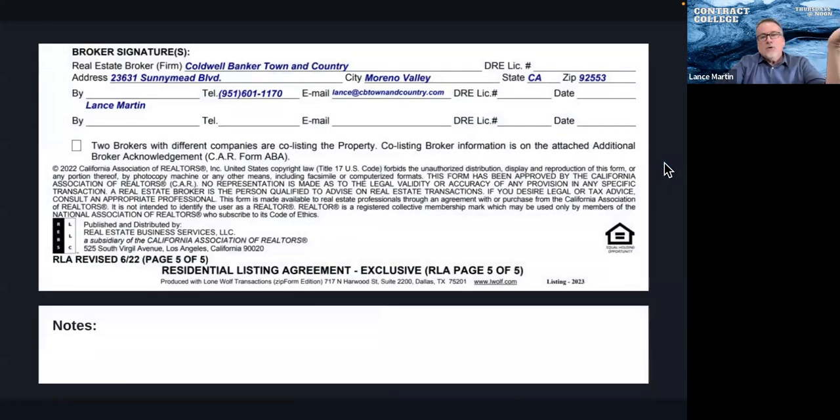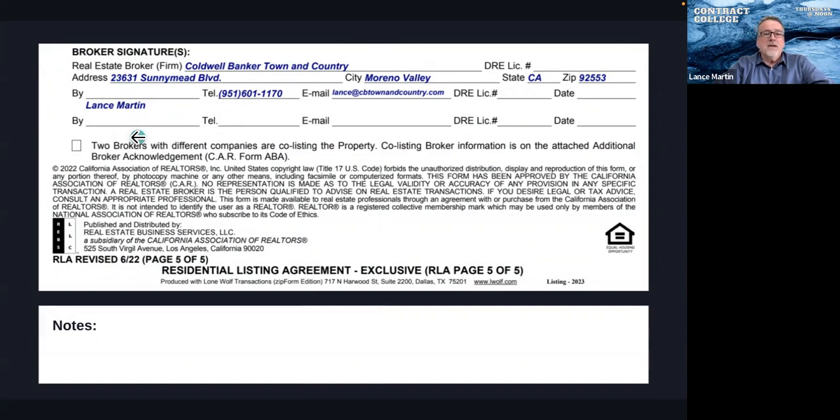Now we get to the bottom of the form. That's us. Okay, so the firm is Coldwell Banker Town and Country. Our address, our license number at the firm goes here. Your name would go here as the agent. It'll populate into the form if you've got your WIN form set up. You will sign here, your DRE license here.